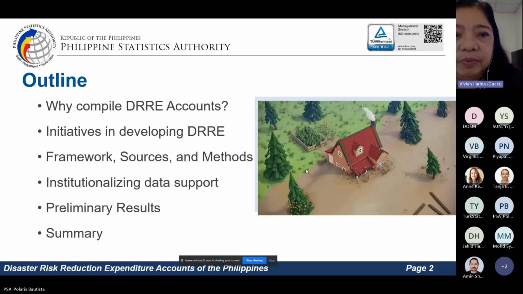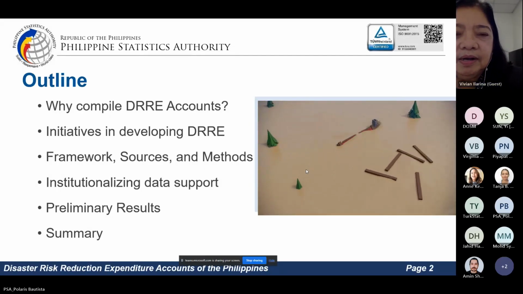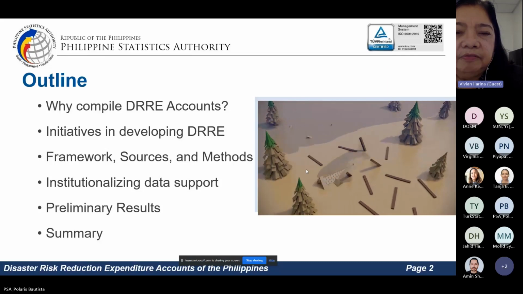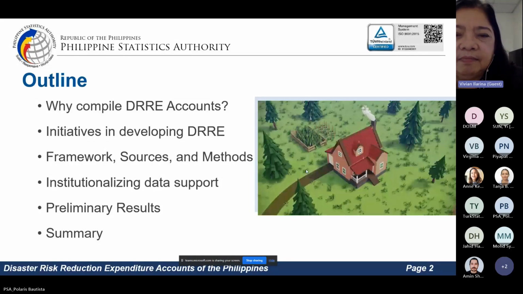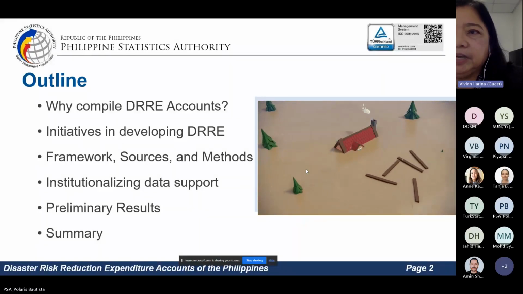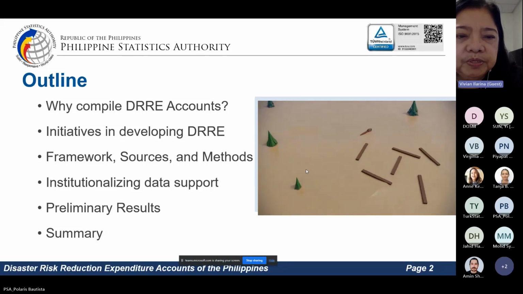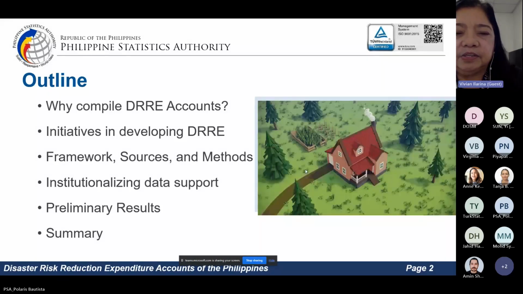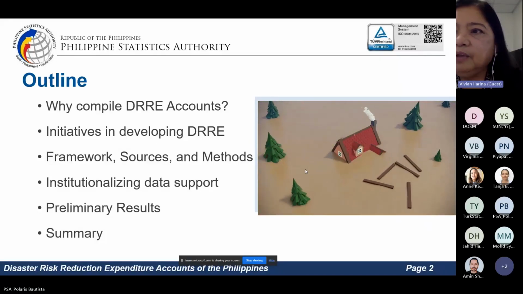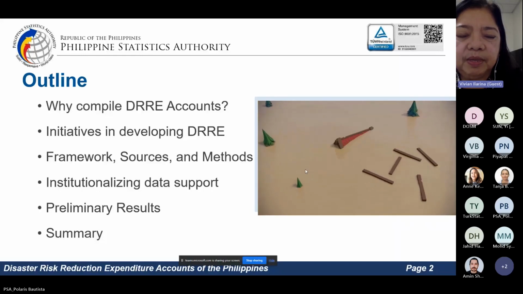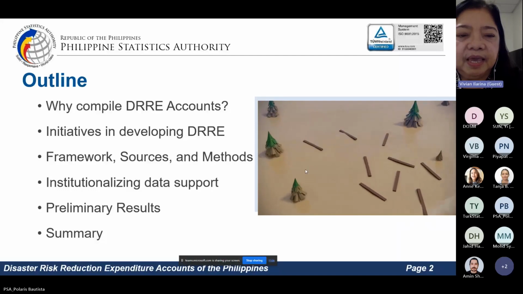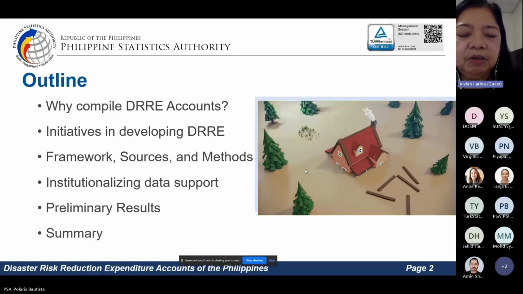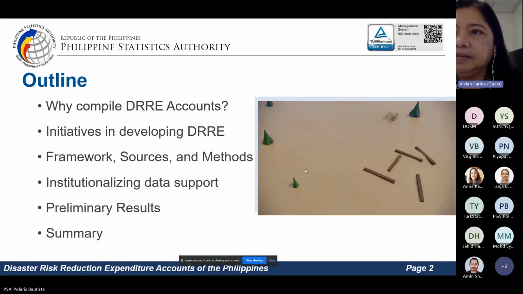So my presentation will highlight the following. One, the importance of the disaster risk reduction expenditure accounts. Two, what are the Philippine initiatives in developing the DRRE? And just very briefly to share with you the sources and methods and the frameworks that we use. Then, how do we ensure that this data to support the DRRE are institutionalized in the Philippines? And then I will show you a little bit of the preliminary results that we have. And lastly, I will give concluding remarks for our friends here with other members of the TWG, if we intend to compile the DRRE.